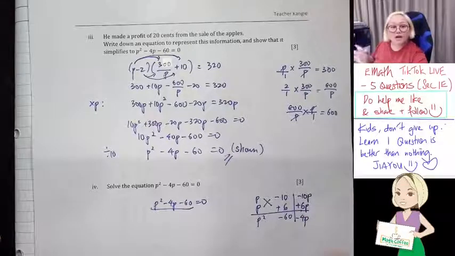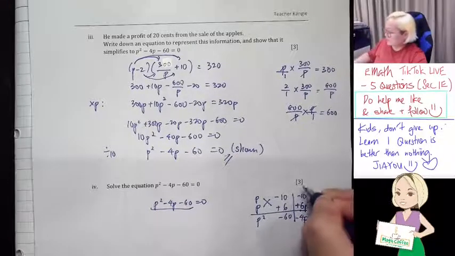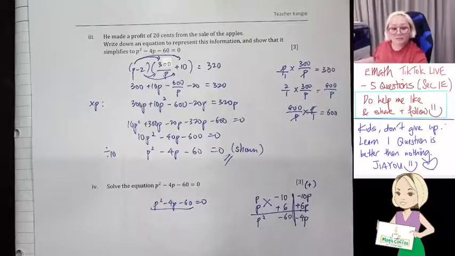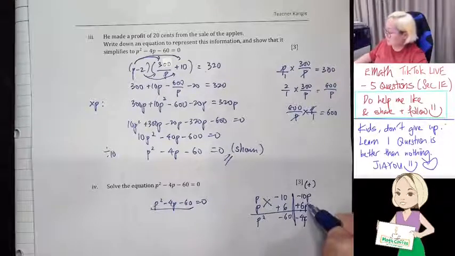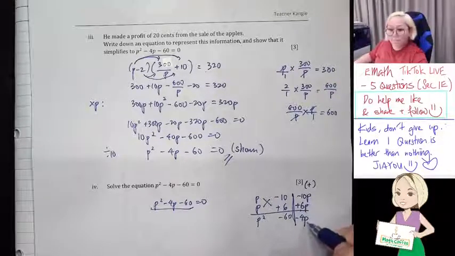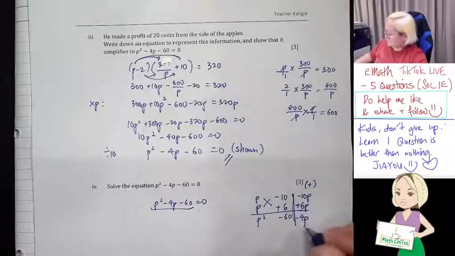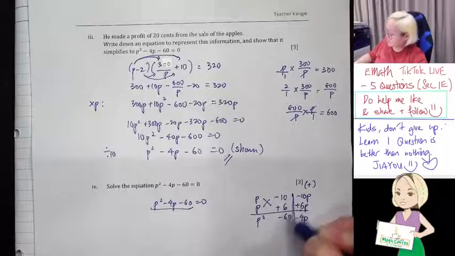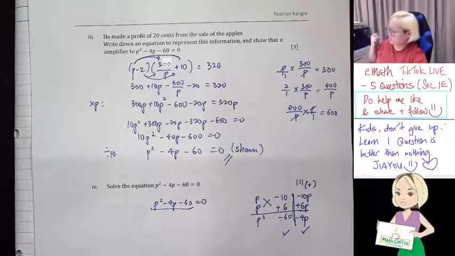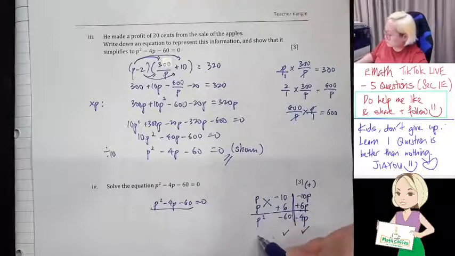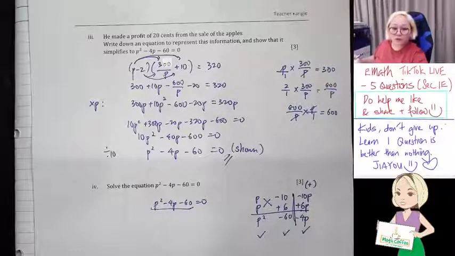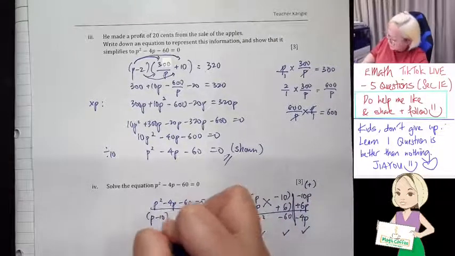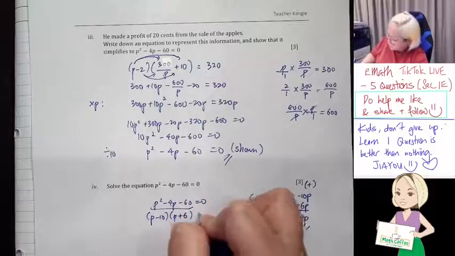So let's check all the 3 columns. Understand? This column, why is it that there's a line here? Because this column we are going to add it. So minus 10p plus 6p will give me minus 4p. So this is correct. This side is minus 10 times positive 6. Yes, it gives me minus 60. So this is also correct. P times P gives me P squared. So this is also correct. So after 3 columns are correct, put the bracket. So you know that this one will be P minus 10, P plus 6 equals to 0.